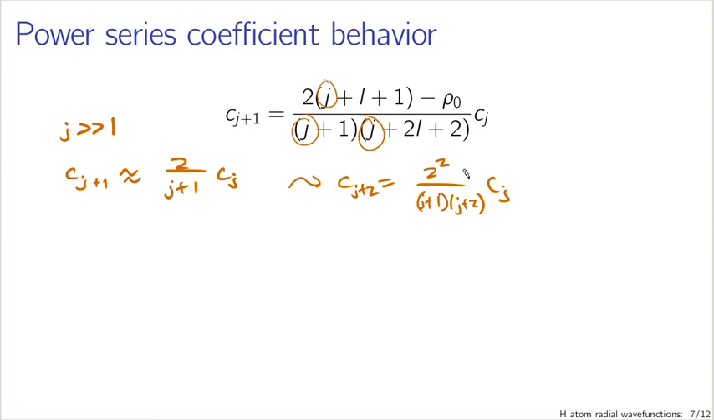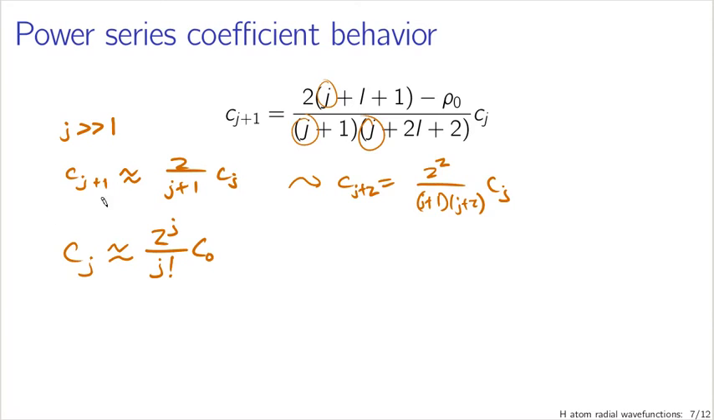So if this were the exact recurrence relationship that we had to work with, we would end up with something that's starting to look like the factorial here and starting to look like the nth power of 2 in the numerator. So for a large j approximation, c sub j is approximately equal to 2 to the j power over j factorial, all multiplied by our original c naught.